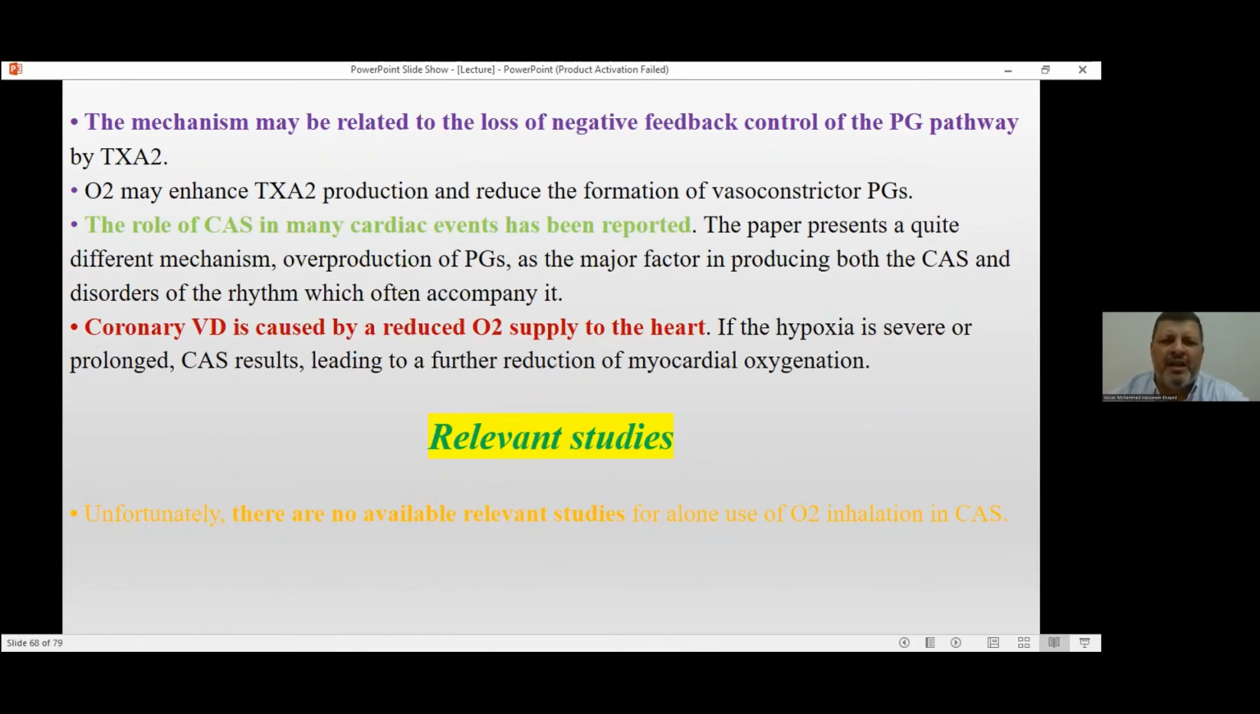The role of coronary artery spasm in many cardiac events has been reported. The paper presents a quite different mechanism of production of prostaglandins, a major factor in the production of coronary artery spasm and the arrhythmias which often accompany it. Coronary vasodilatation is caused by reduced oxygen supply to the heart. Relevant studies: unfortunately, there are no available relevant studies for the use of oxygen inhalation alone in coronary artery spasm.